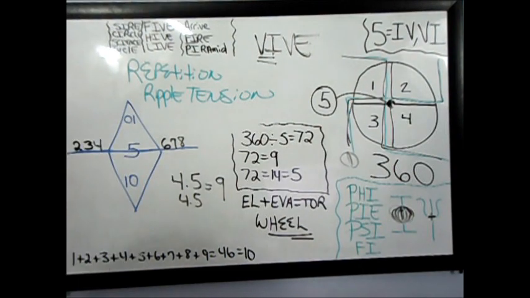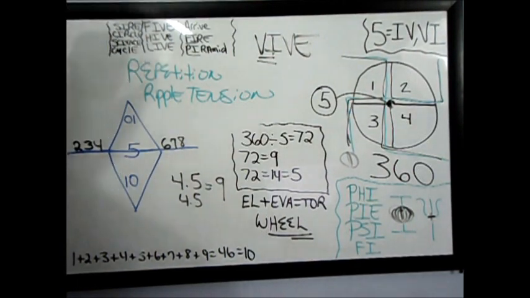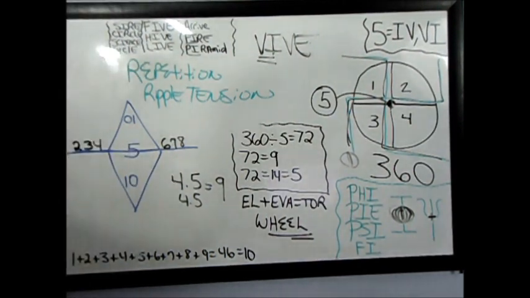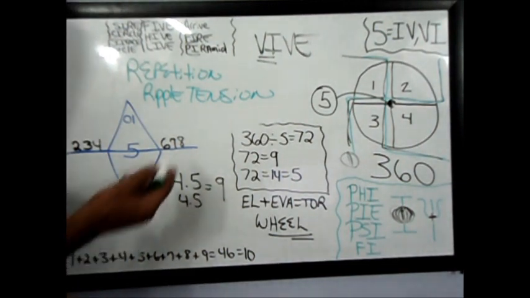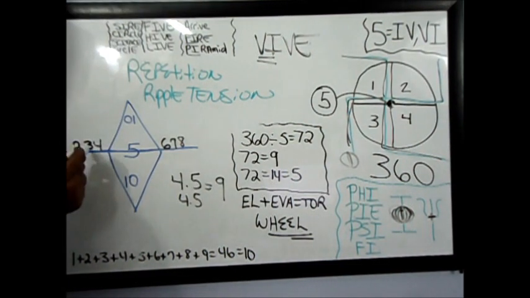You don't see 9 here. And that is because 9 is hidden within the entire structure. Meaning if you count the units.